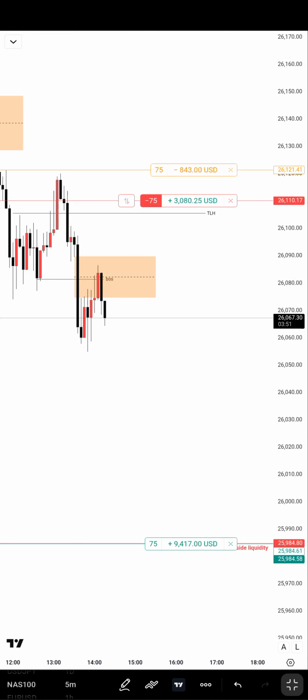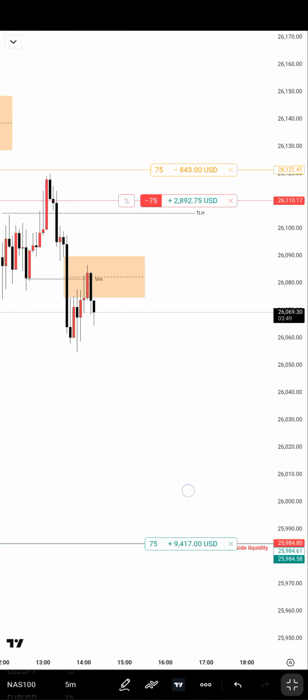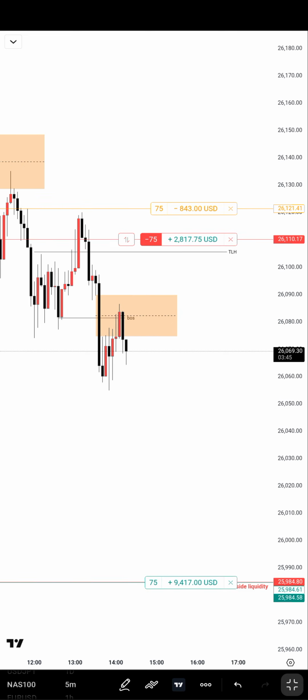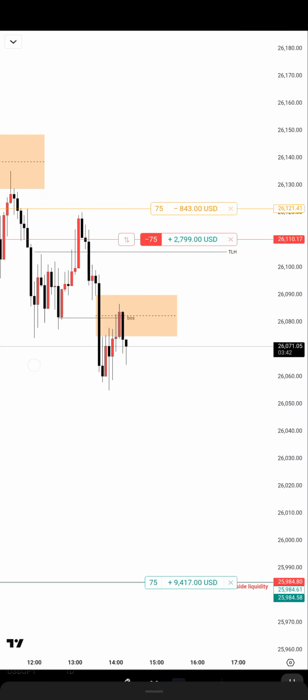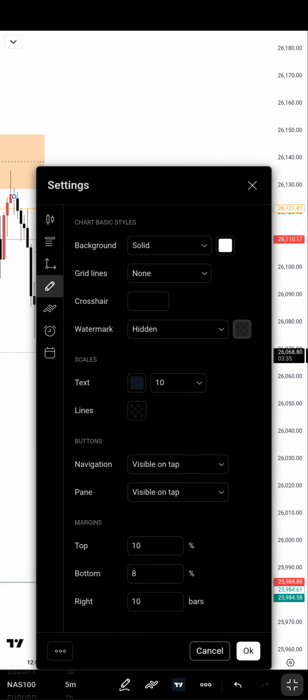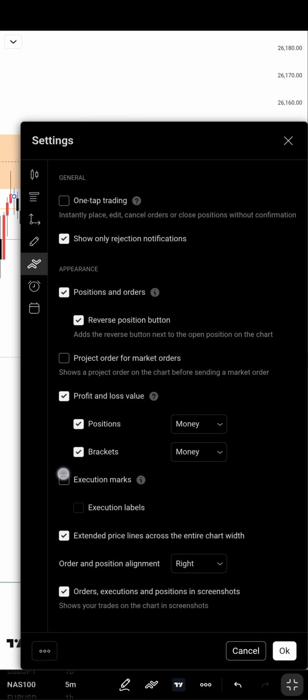Alright, guys, here we go. We have short positions currently running on NQ. I'll explain how I got into this sell position, actually taking our short position from the top up here, from literally up here. Let me turn on the execution labels.